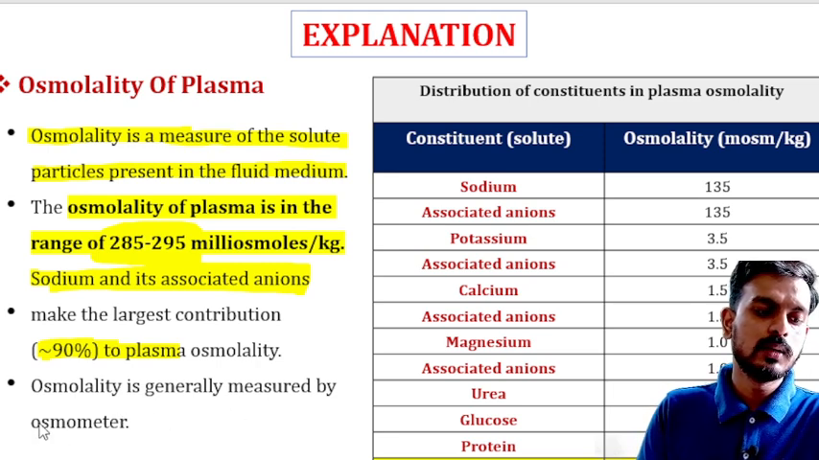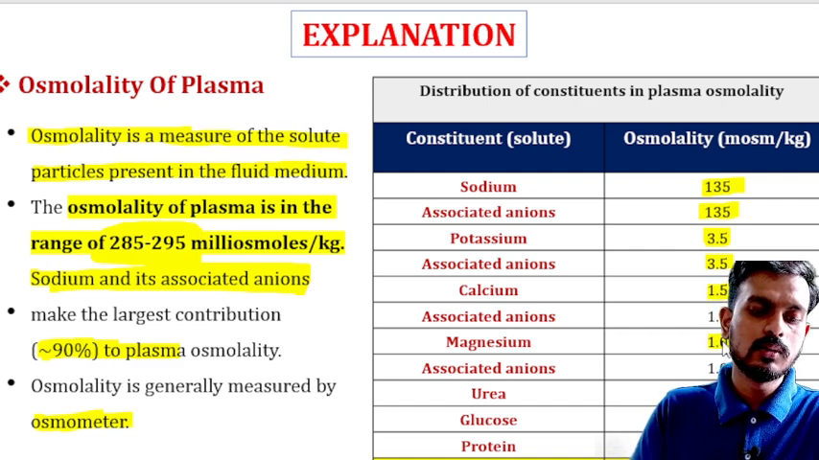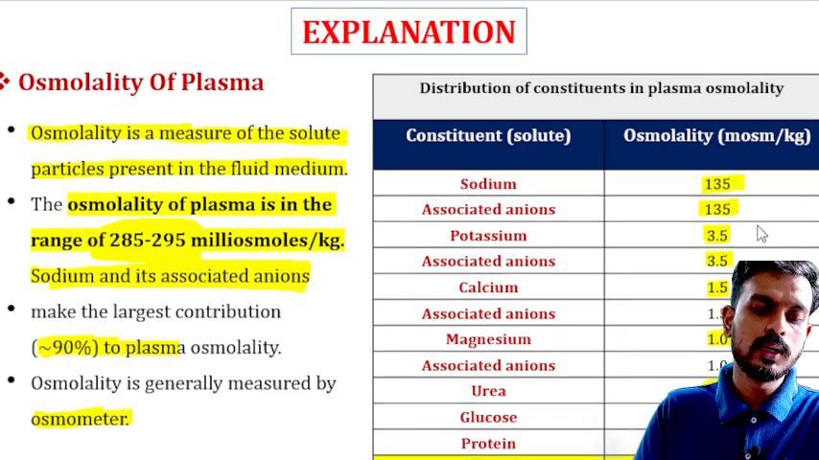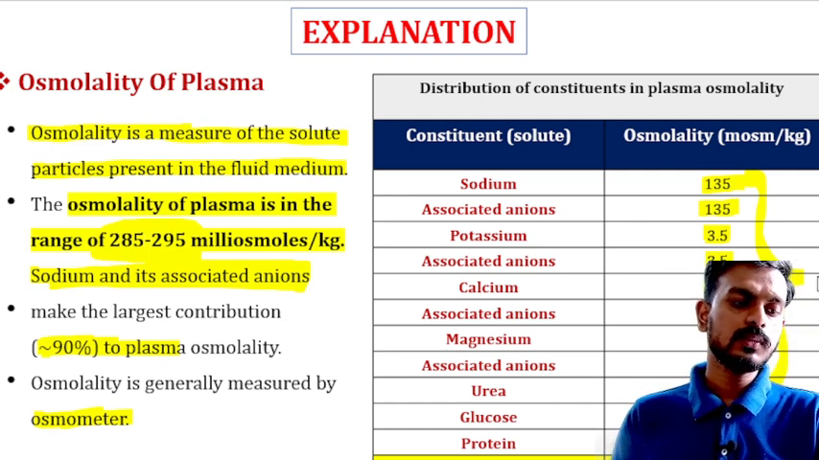Osmolarity is generally measured by an osmometer. You can see sodium is 135, associated anions 135, potassium 3.5 millimoles per kg, associated anions 3.5, calcium is 1.5, magnesium is 1, urea is 5, glucose 5, and protein is 1. Total osmolarity is 293. So 293 is contributed by these many components.